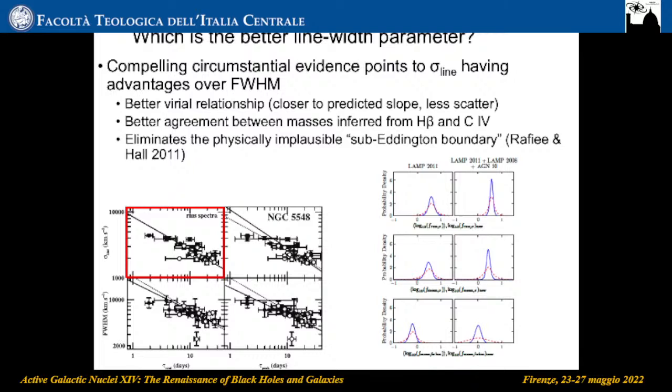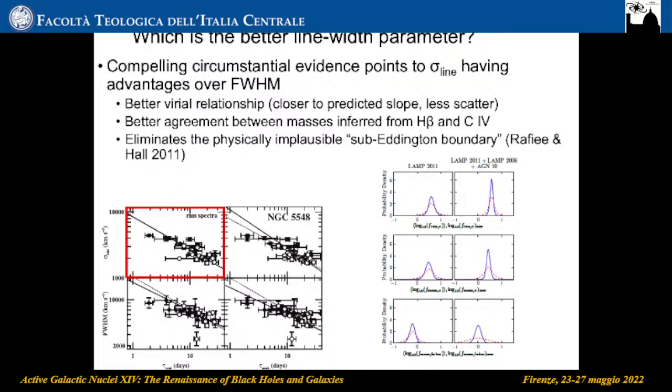So we can have a better virial relationship, and that is even closer to the predicted slope, and we have a less intrinsic scatter. We also have a better agreement between the masses derived from the H beta emission line or the carbon 4 emission lines. And there is also the elimination of the problem of the sub-Eddington limit that appeared to be present in the past, but it was due to measurements of full width at half maximum line widths, and not sigma.